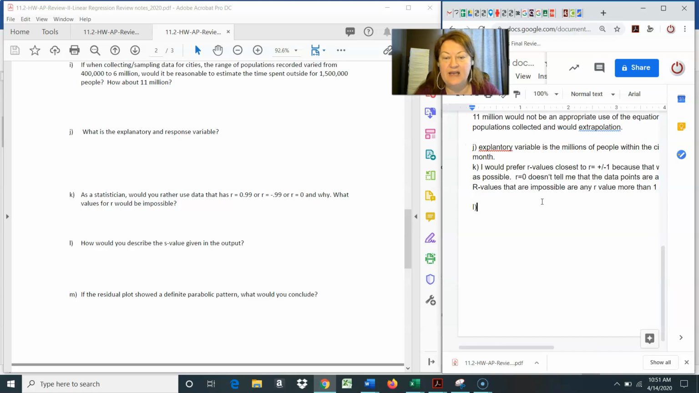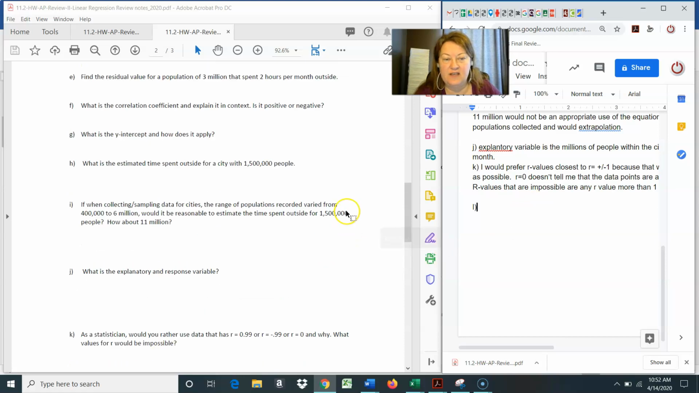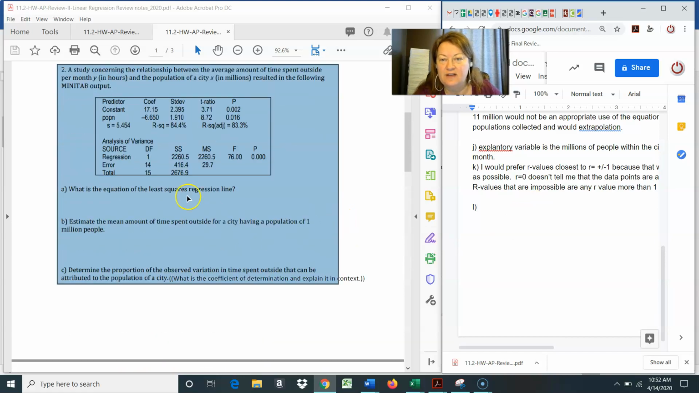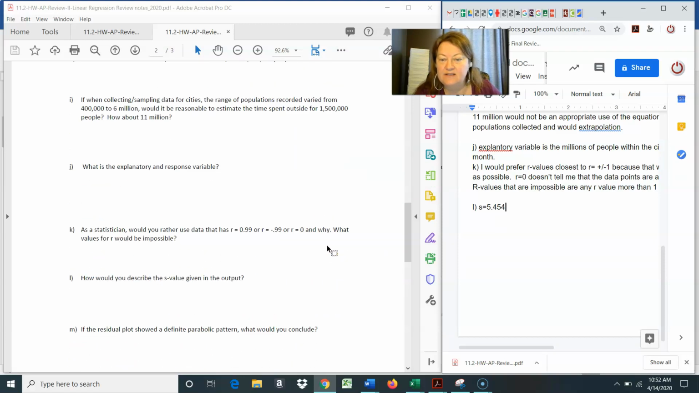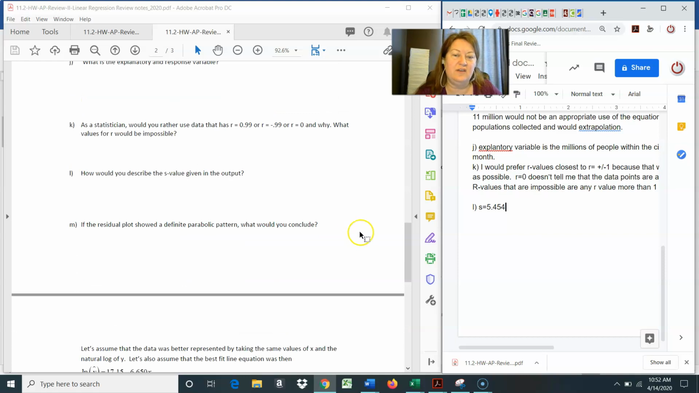What would you describe the S value given in the output? Okay, S value. Let's go back up and see if we can find an S value. There it is. It's 5.454. So we're going to write S equals 5.454. Okay, bring that back down. And L says, how would you describe the S value given in the output?